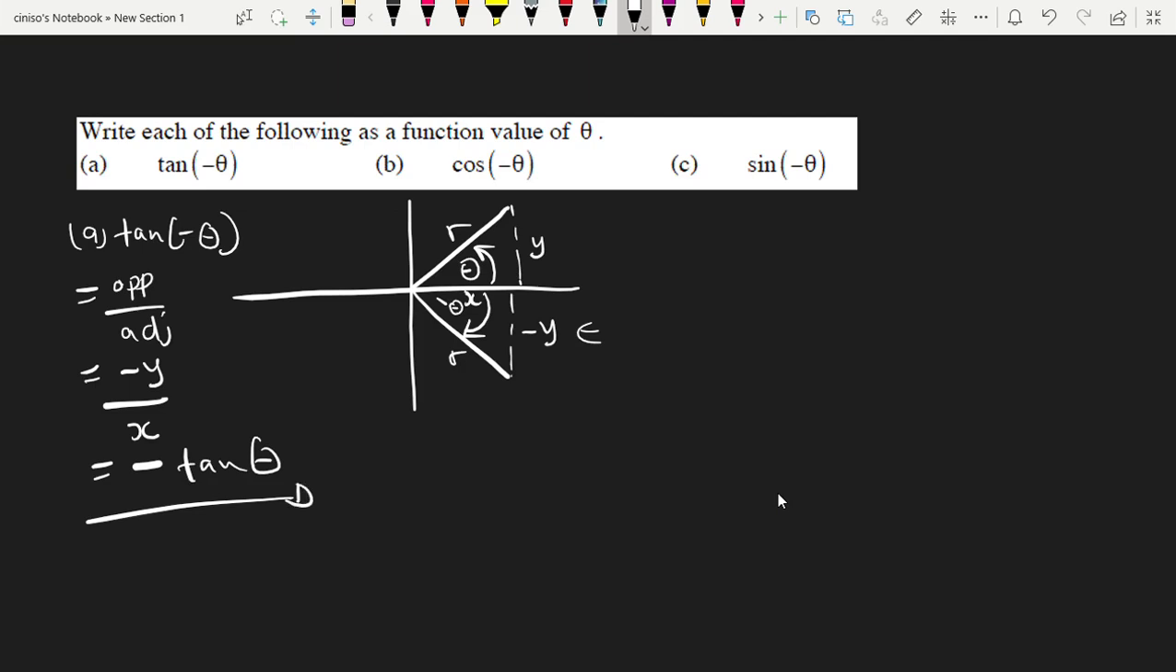Going for B, which is cos of negative theta. So according to this diagram here, what is cos of a negative angle? It's adjacent, which is x over r. So this value here is positive. So it means that our cos will be positive.